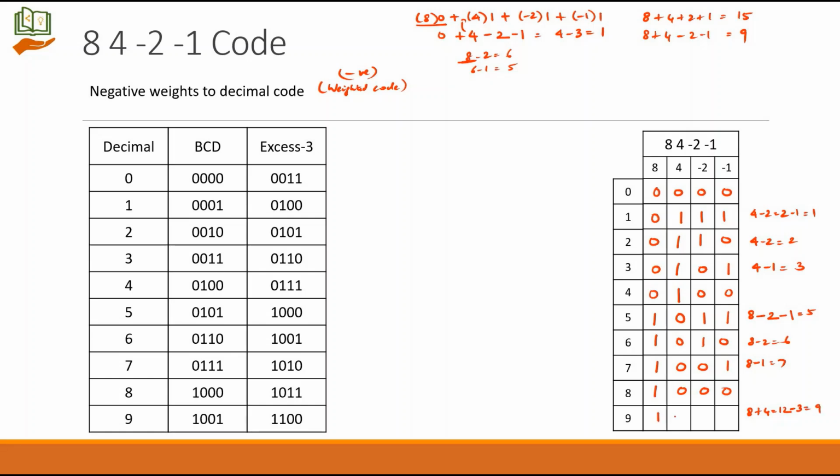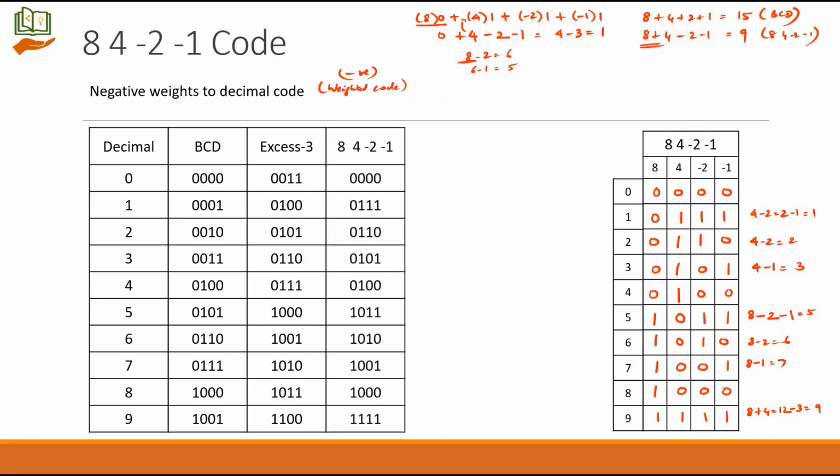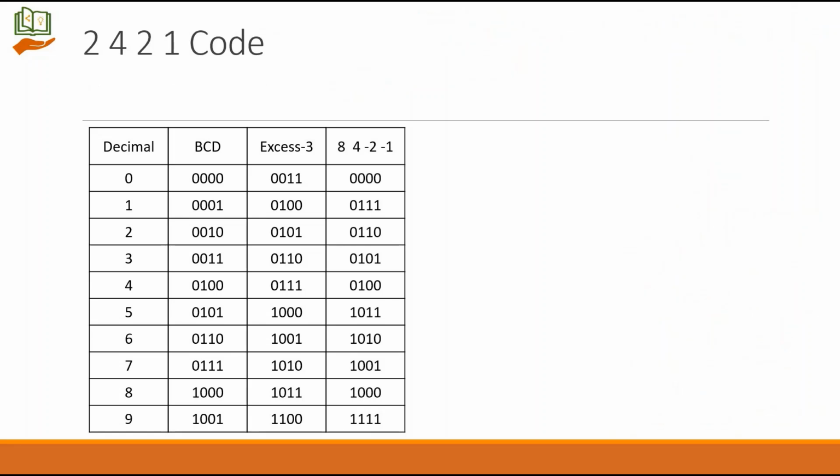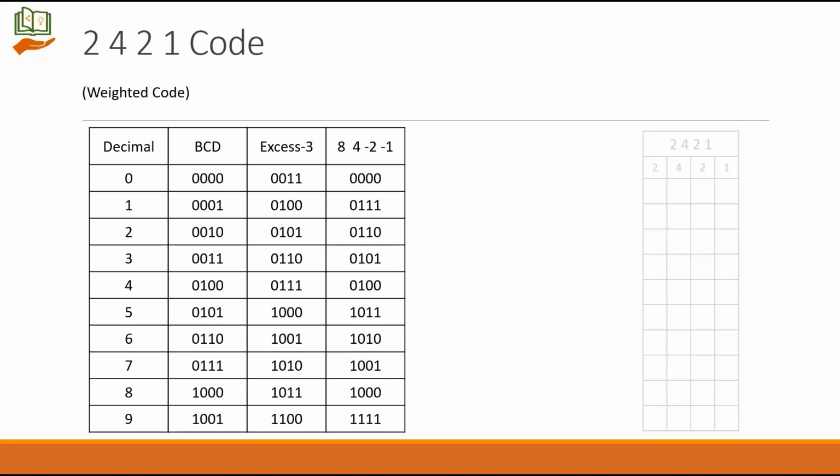It means when you have 1 everywhere, it becomes 9. So this is what we calculated in the starting. So now we have got the 8, 4, minus 2, minus 1 code. Next we will move to the 2, 4, 2, 1 code. It's a weighted code and let's see how to do them.